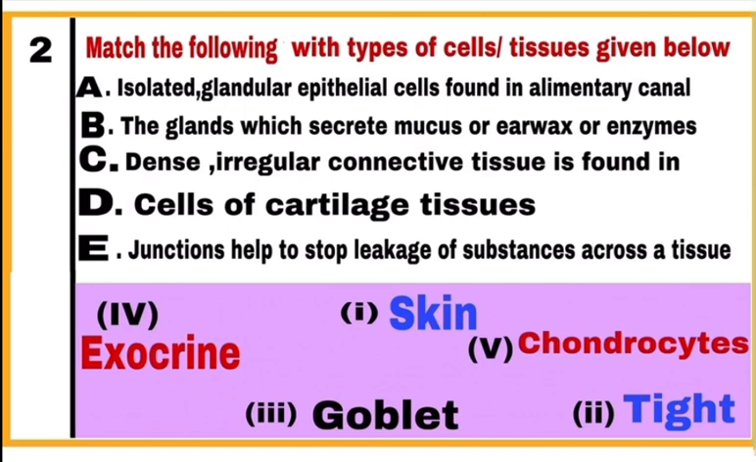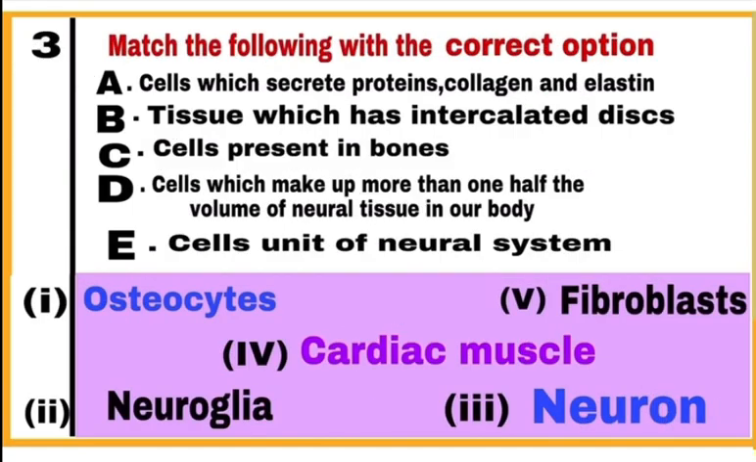E. Junctions help to stop leakage of substances across a tissue. These cell junctions are called tight junctions which help to stop the leakage of substances across the tissue. So here A matches with 3 goblet cells, B with 4 exocrine, C with 1 skin, D with 5 chondrocytes and E with 2 tight junctions. Next, match the following with the correct option. A. Cells which secrete proteins, collagen and elastin.